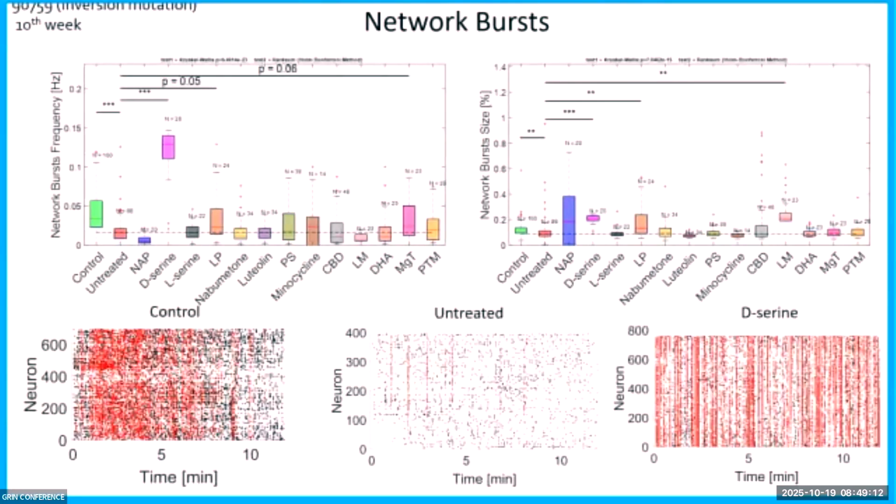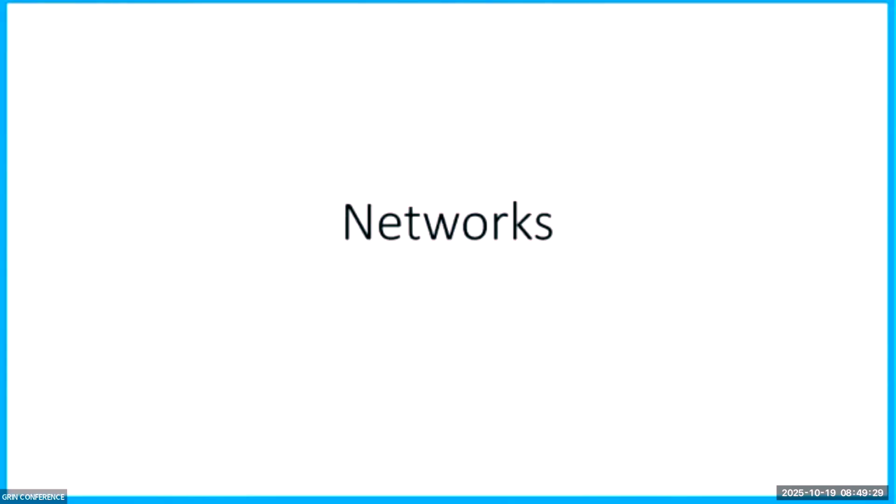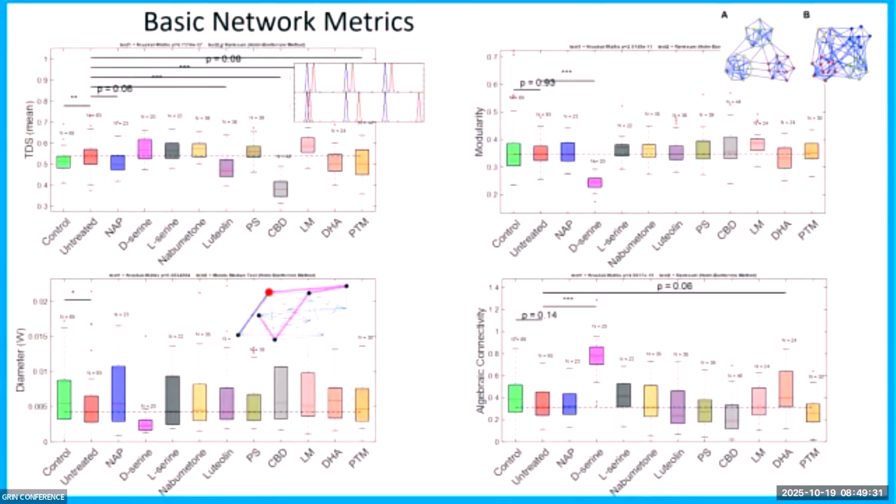Again, we have many features that we're looking at. Here also, the network burst frequency is lower for the untreated patient, and some of these drugs rescue this phenotype. And we have all these features that we're looking at. I didn't show before the network. So remember the networks we're looking at.